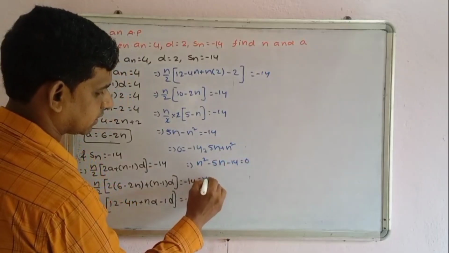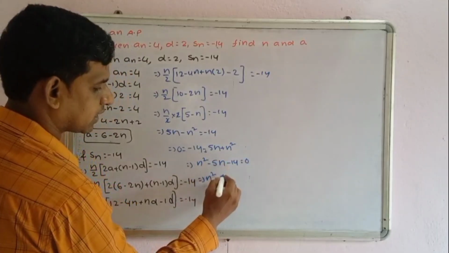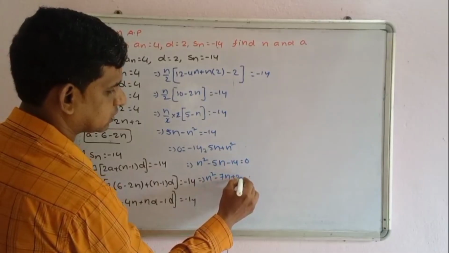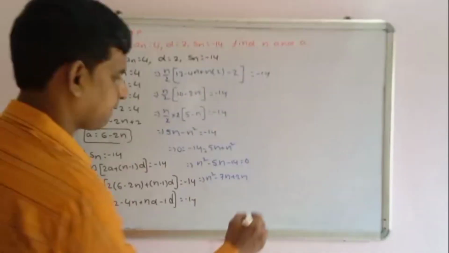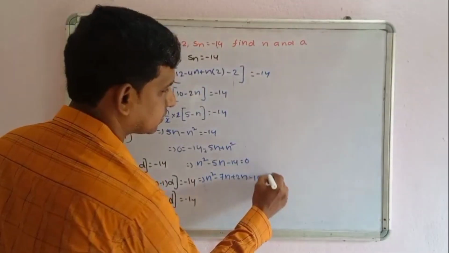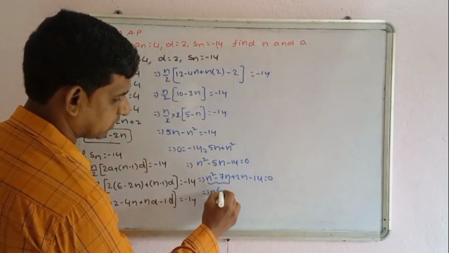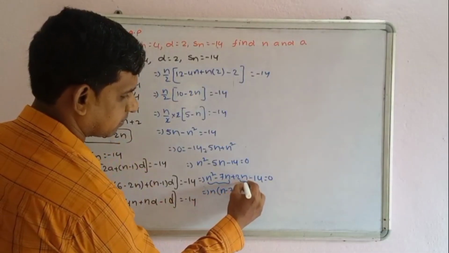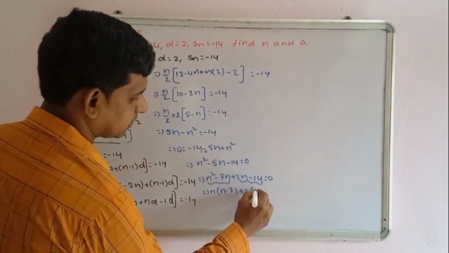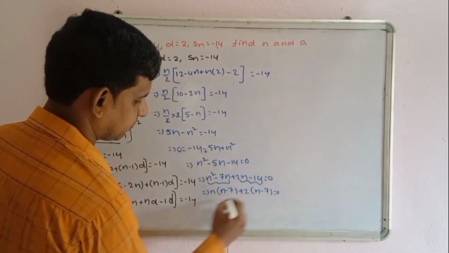So now divide into factors. n square, this one can be written as minus 7n plus 2n. Minus 7n plus 2n, minus 14 equals to 0. So take n as the common factor from the first two terms, n minus 7. From the second two terms, take 2 as the common factor, n minus 7 equals to 0.